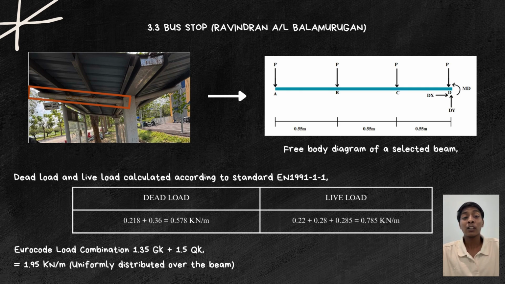Firstly, I calculate the dead load and live load by using the European standard. The dead load I got is 0.578 kN per meter and live load is 0.785 kN per meter. To find the load combination, I used the formula 1.35 Gk plus 1.5 Qk. So I got 1.95 kN per meter. The load is uniformly distributed over the beam.